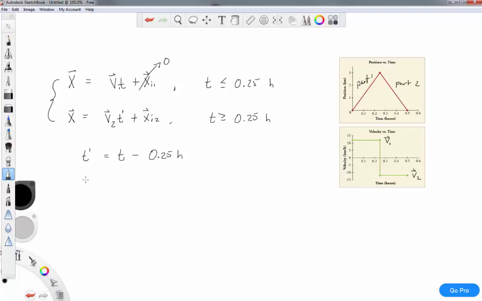And then you'd have a second thing, which is you'd have to solve for what is the position at the start of this. And so x initial 2 is equivalent to x1, or x of t equals 0.25 hours, which, reading off from this graph right here, you have a position of about 3 kilometers. So 3 kilometers is what you'd put here. And so this term becomes 3 kilometers. And so that's basically how you might model this.